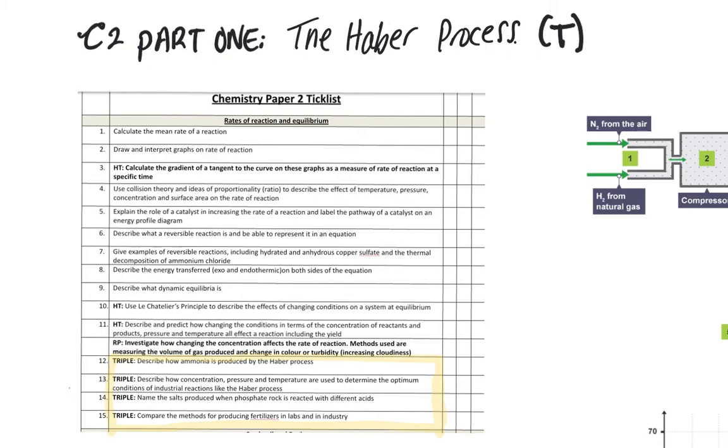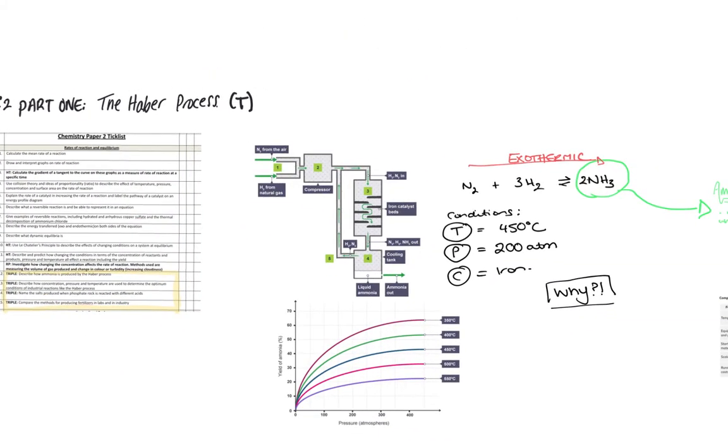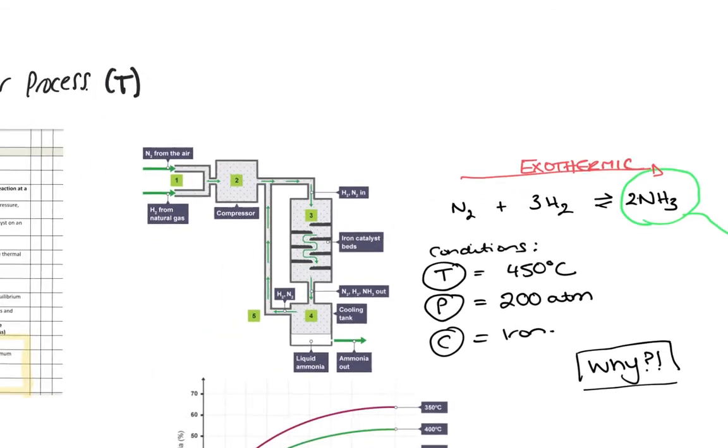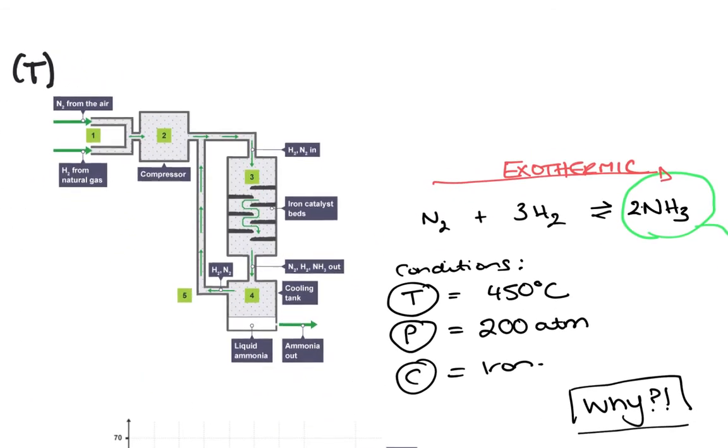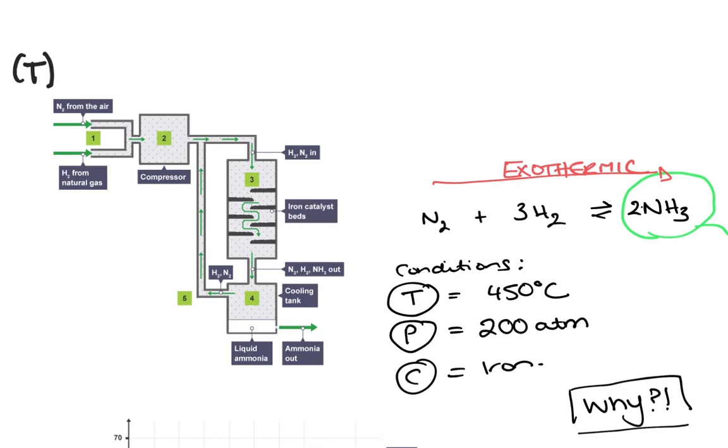So first of all, let's look in general at what the Haber process is. The Haber process is shown on the left here in this diagram. It's where we take nitrogen from the air and hydrogen from natural gas, and they are reacted with an iron catalyst under very specific conditions to produce ammonia, which is liquefied, which is condensed, and then taken out of your reaction system.